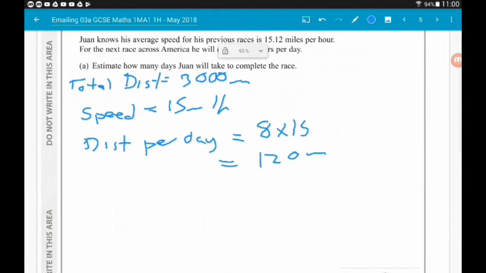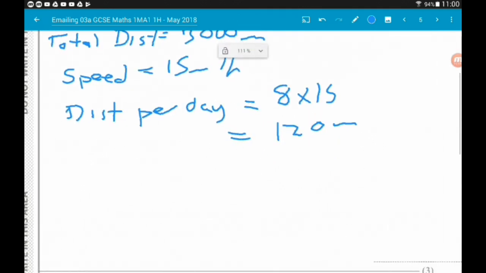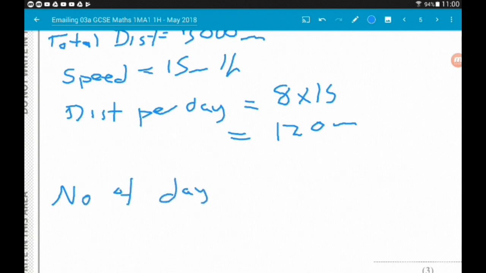So now to work out the number of days, we do the total distance, so 3,000 divided by 120. So the total distance divided by the distance he goes per day.